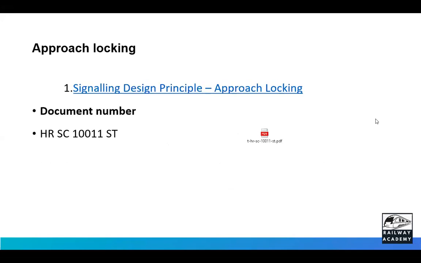Now coming to standard 11, approach locking. This is as usual, like any other railways, like when no track circuit is there, dead approach locking. When track circuit is there, then approach locking, time release, all those things are there. But they will explain in a slightly different way here in this chapter number 11 for approach locking.